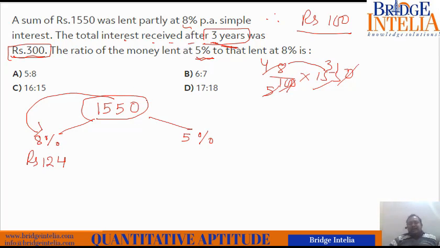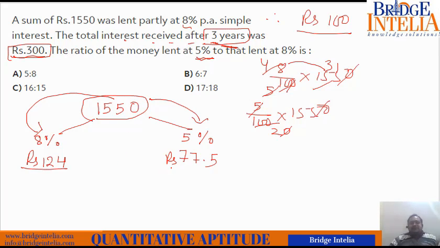In case you had deposited all your money in this scheme, how much would you have earned? 5% of 1550. So 20 times. So this cancels. So 155 by 2. So 155 by 2 is equal to 77.5. So these are two extreme cases. Had you deposited all the money in this scheme, you would have earned this much. Had you deposited all the money in that scheme, you would have earned this much. But in reality, you have earned rupees 100. So a figure somewhere in between.